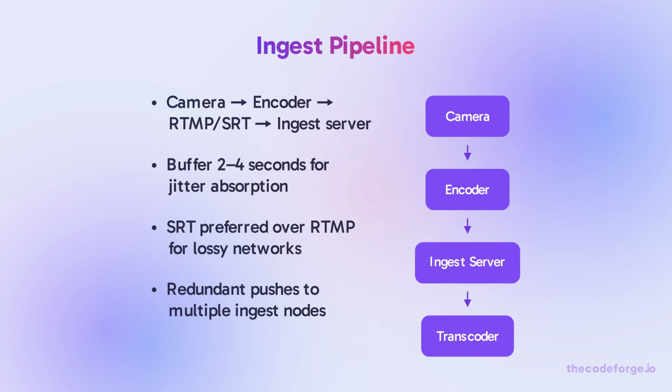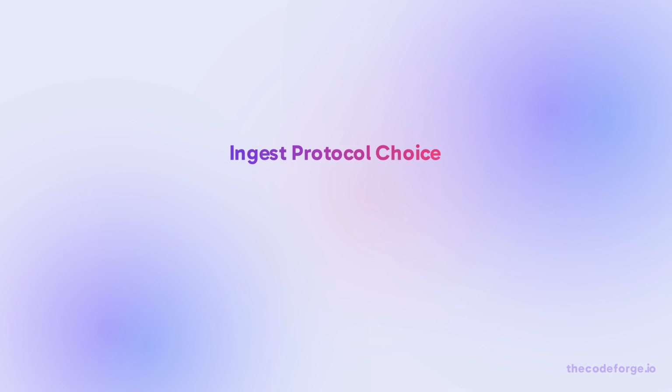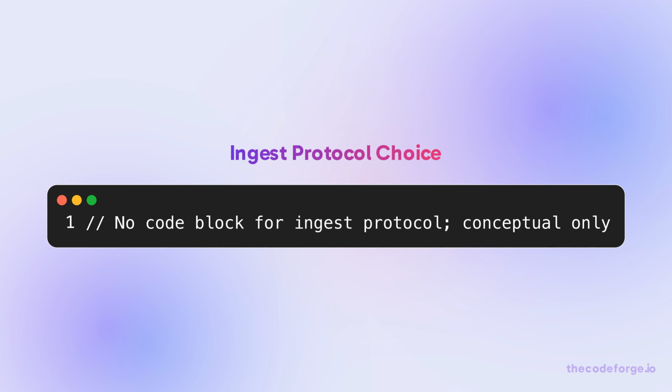The ingest pipeline captures raw video, compresses it, and sends it to an ingest server. A buffer of 2-4 seconds absorbs network jitter. Use SRT for unreliable networks and always have redundant pushes. There's no specific code block for ingest, but remember, RTMP is simple but fails on packet loss. SRT adds retransmission and encryption.